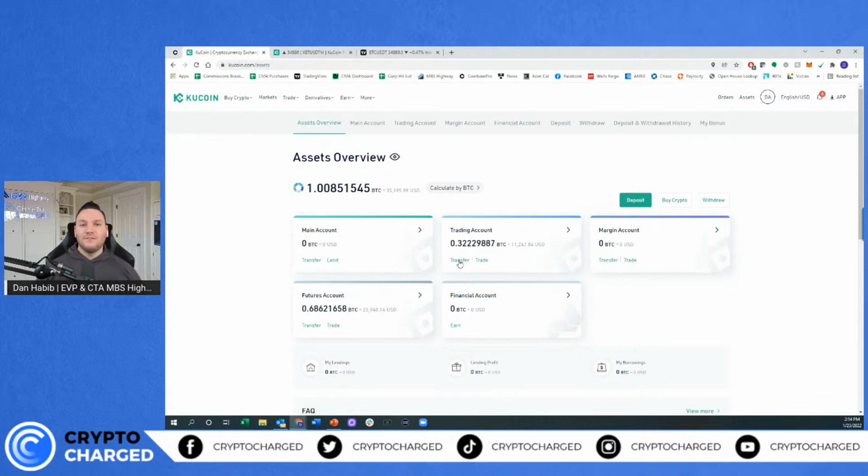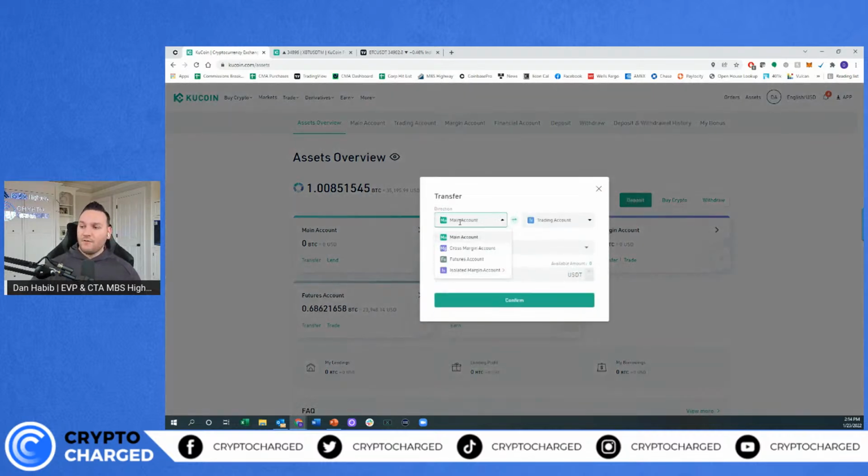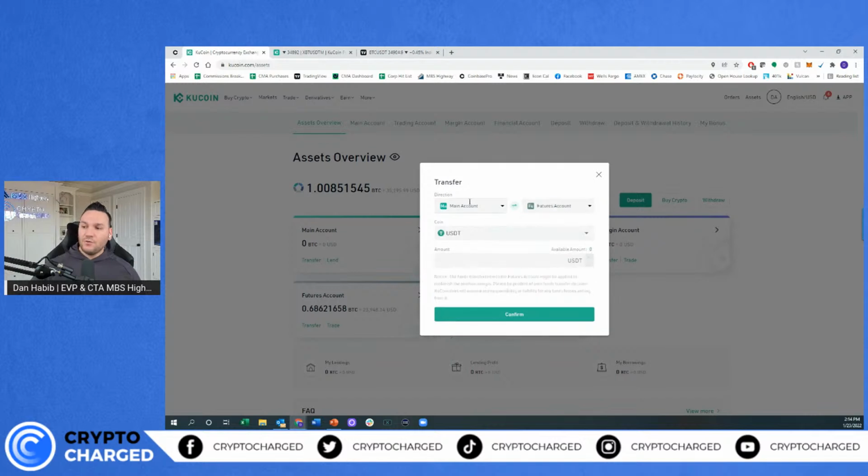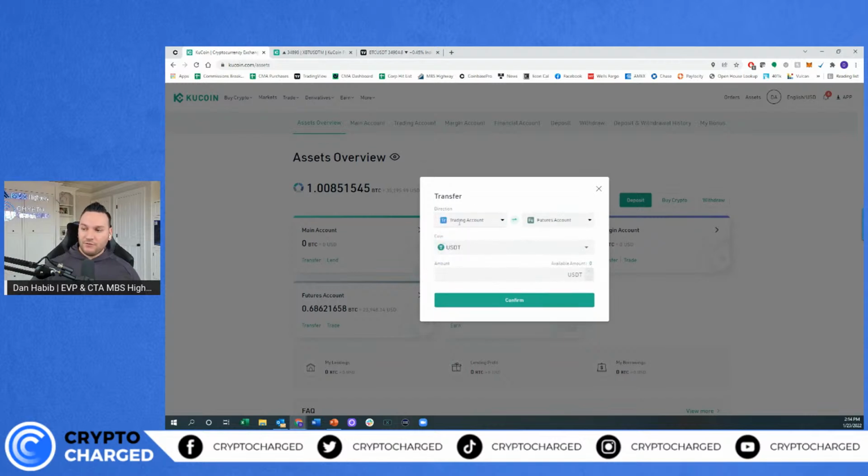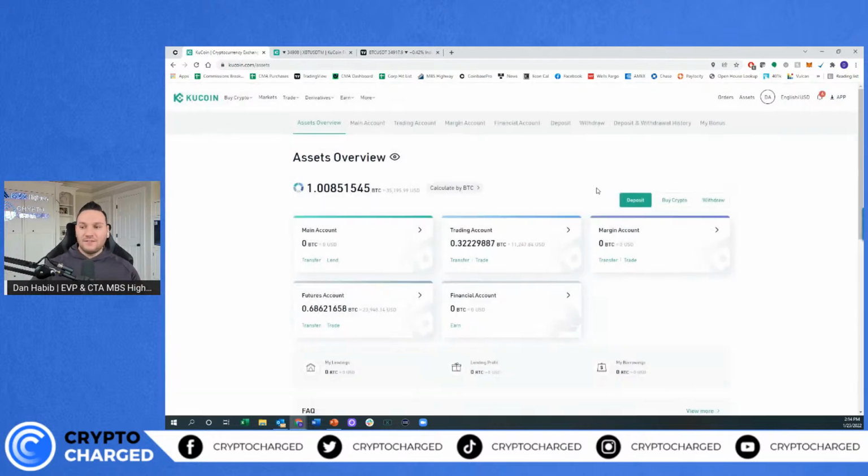Now, what I want to sell it into is USDT, which is a stable coin, because that is the coin that I am going to be using when I'm doing my leverage trading. And then once I do that, I can transfer this from the trading account into my futures account. So I'll click on my trading account, I'll transfer it to my futures account, and I will choose USDT, and it will show me my balance that I can then send into the futures account. Once that's done, you will then see that the futures account is funded with USDT.